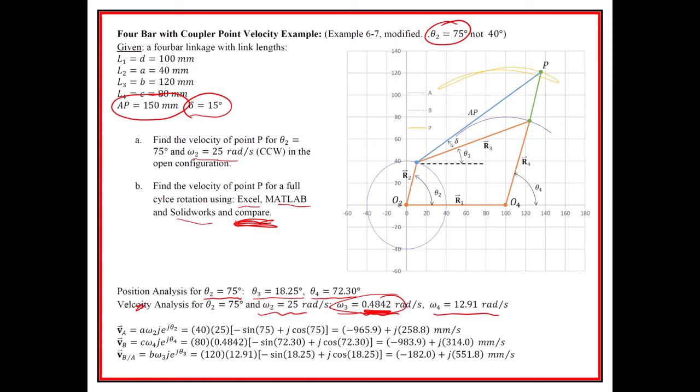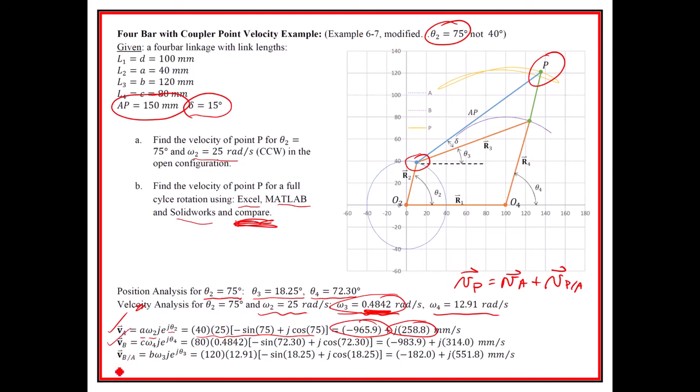Now I want to find the velocity of P, and in order to do that I need the velocity of A, because the velocity of P is going to be equal to the velocity of A plus the velocity of P with respect to A. So I find the velocity of A by taking the magnitude omega 2 times e raised to the j theta 2, and put all these together, and I'm able to find this. So I need this.